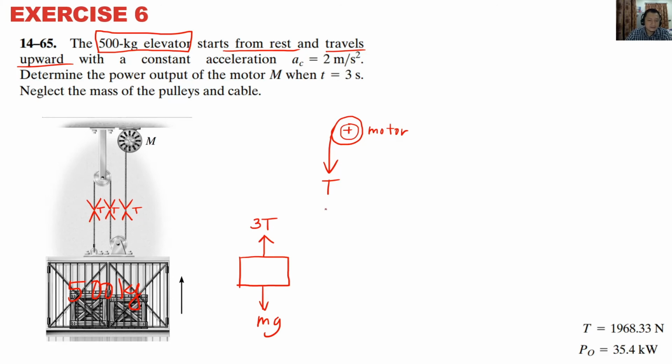Okay. Alright. So apa dia nak? A 500 kg elevator starts from rest and travels upward with a constant acceleration. Acceleration equals 2 meter per second squared. So going up is positive. Determine the power output of the motor M when time is equal to 3 seconds. After 3 seconds, berapa dia punya motor power output?